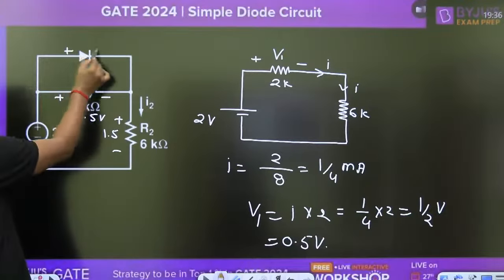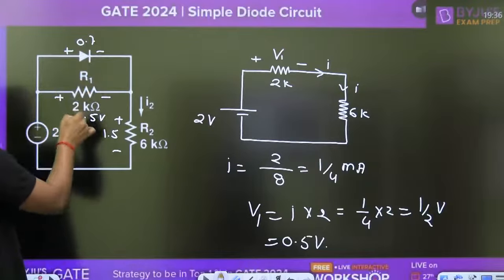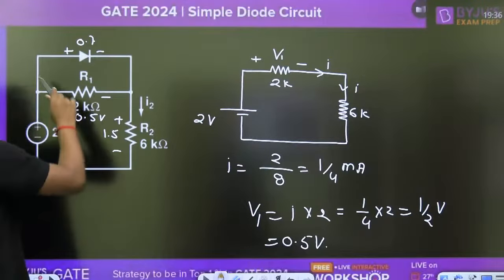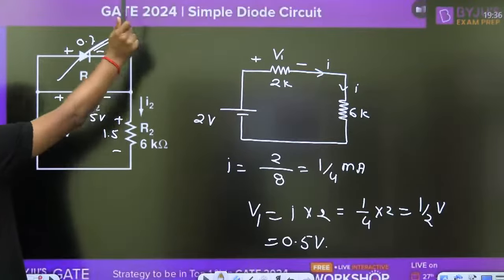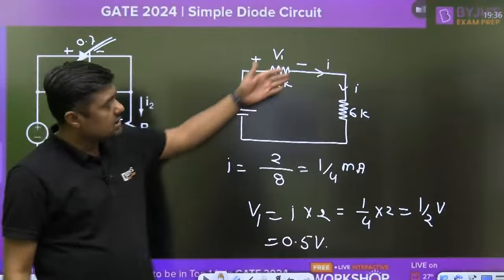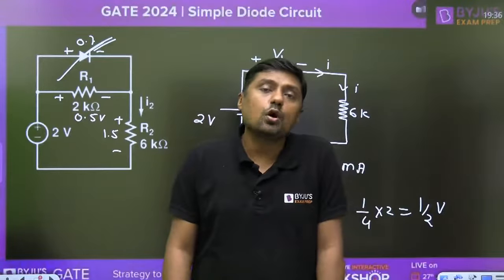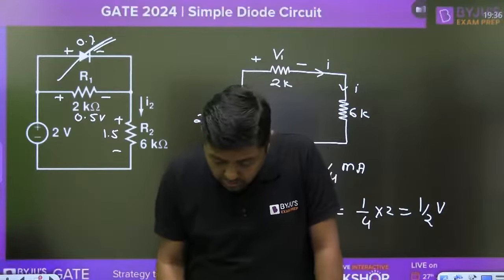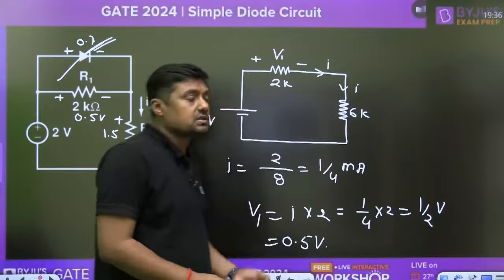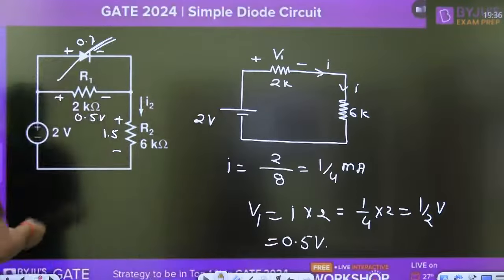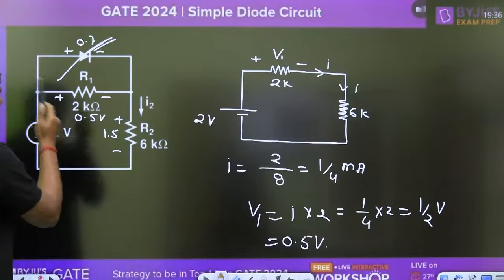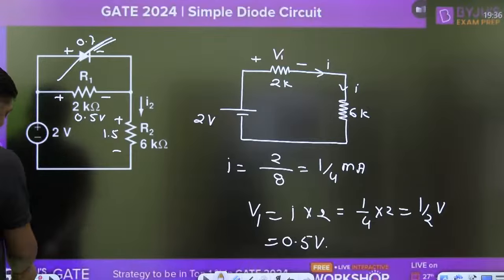Guys, a minimum of 0.7 volt is required, and we have only 0.5 volt, and that's why it will remain off. What is the answer for the current? 1 by 4 milliampere. The diode is not in conduction. That is a simple diode circuit, guys. So first of all, always check whether the diode is forward biased or reverse biased.